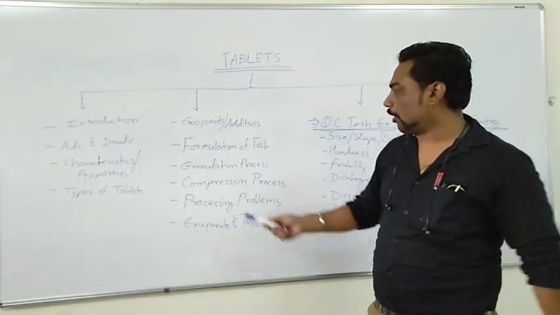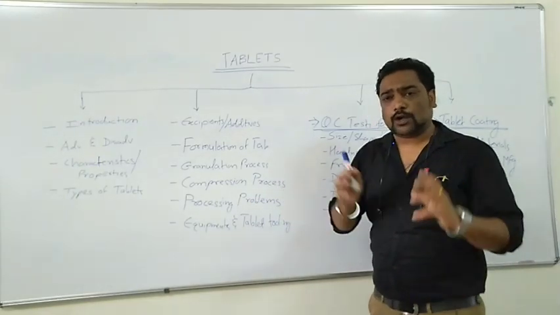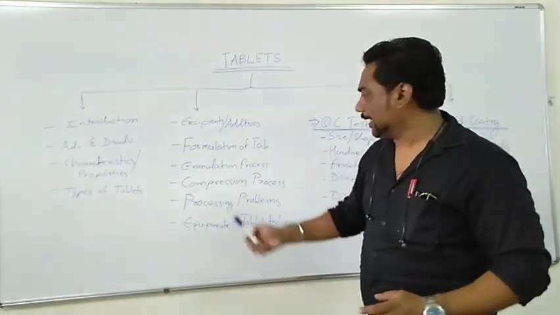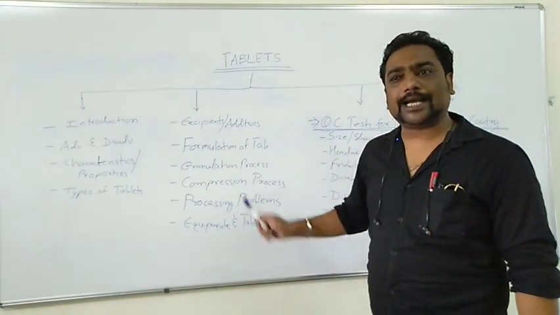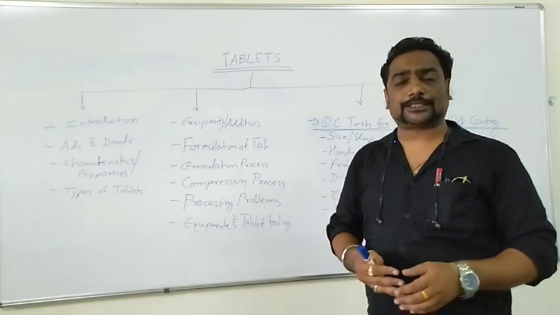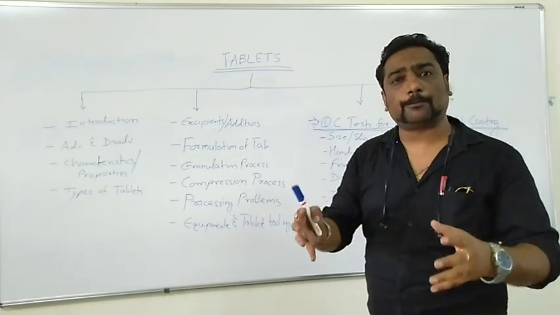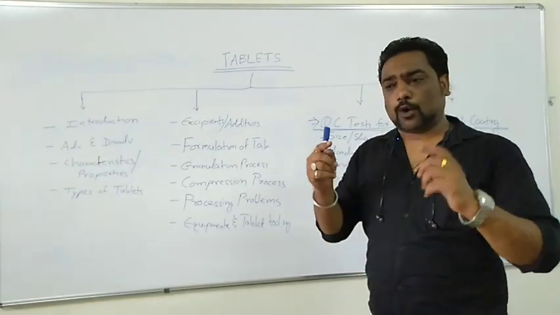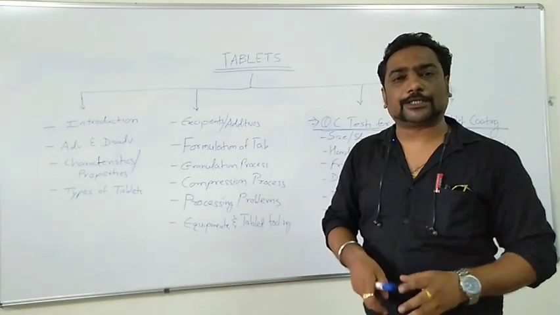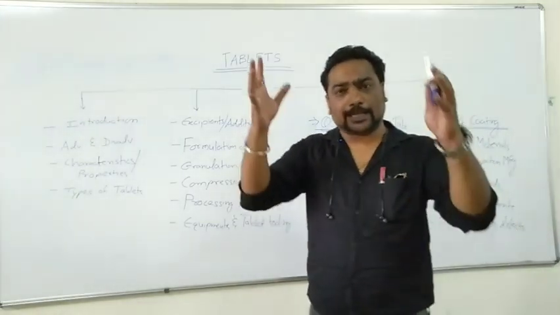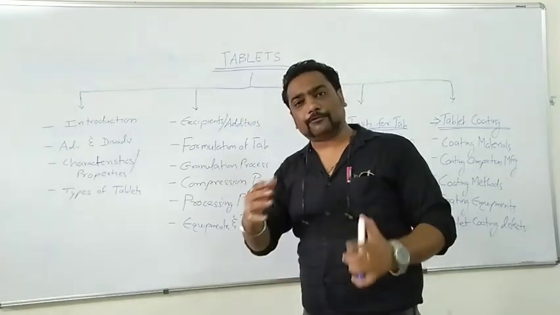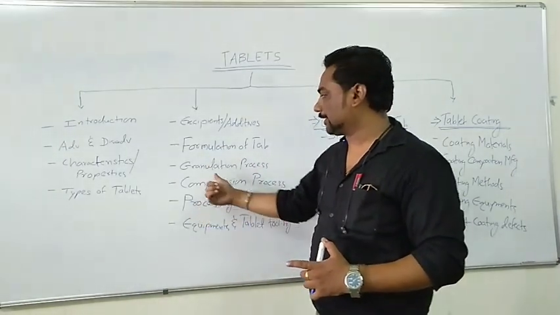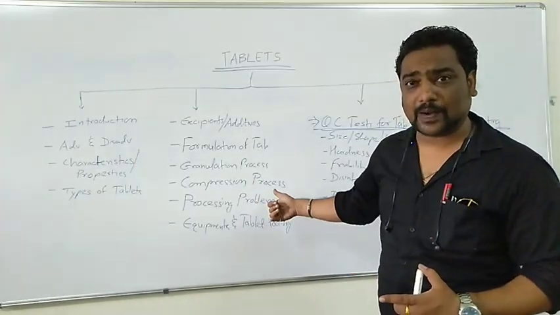Then we move towards the compression process. The heart of any tablet manufacturing is the compression process. So we need to study the compression machines. You must have seen various types of compression machines. So what are the different parts of that machine? In what way the actual flow of those steps is carried out, that we will look for in this particular section, the compression process.